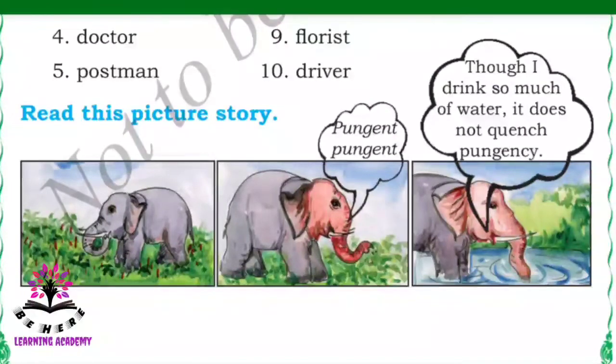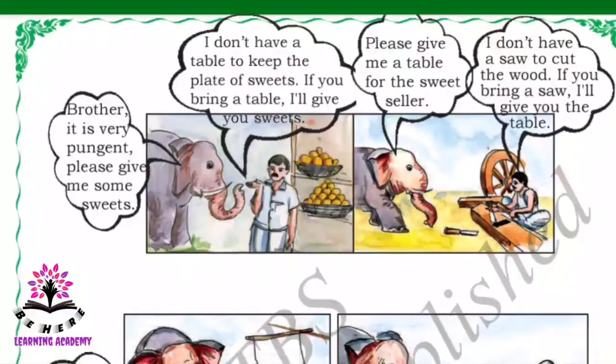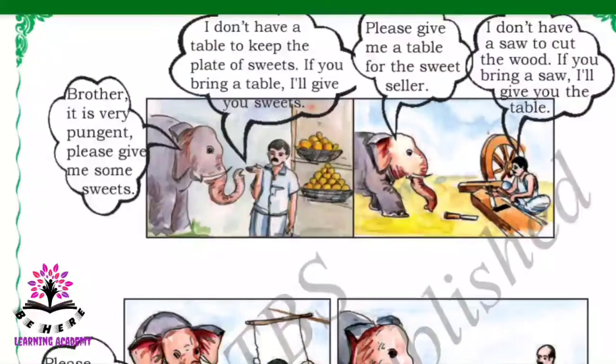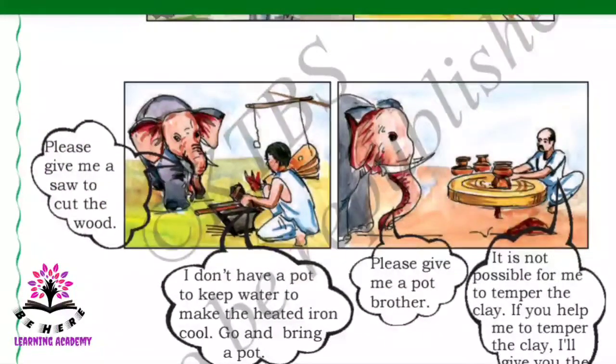Pungent, pungent. Though I drink so much water, it does not quench the pungency. Brother, it is very pungent. Please give me some sweets. I don't have a table to keep the plate of sweets. If you bring a table, I will give you sweets. Please give me a table for the sweet seller. I don't have a saw to cut the wood. If you bring a saw, I will give you the table. Please give me a saw to cut the wood.